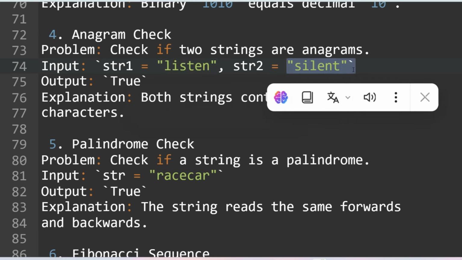We have to sort them on the basis of alphabetical order, then we'll get to know if those are equal or not. If equal, then we'll consider them anagrams of each other. Okay, so I hope you understood.